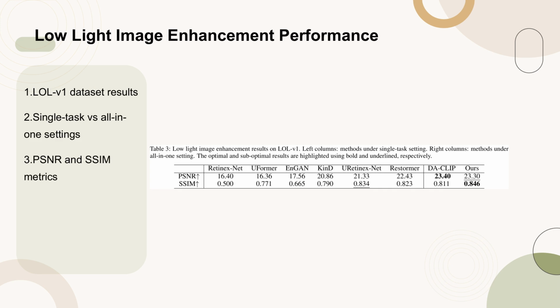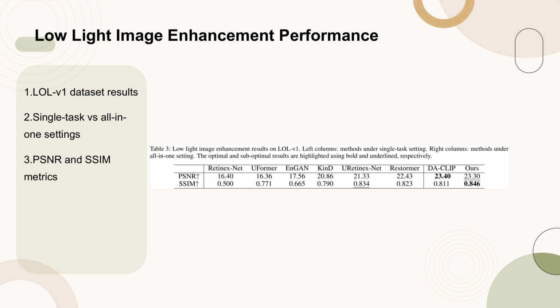Table 3 presents the results of low-light image enhancement methods on the LLV1 dataset. The table is divided into 2 sections: methods under single-task setting and those under all-in-one setting. The performance metrics, PSNR and SSIM, are used to evaluate the quality of the enhanced images. The optimal and suboptimal results are highlighted using bold and underlined text, respectively, to facilitate comparison. This table provides a comprehensive view of how different methods perform in enhancing low-light images, considering both single-task and all-in-one settings.